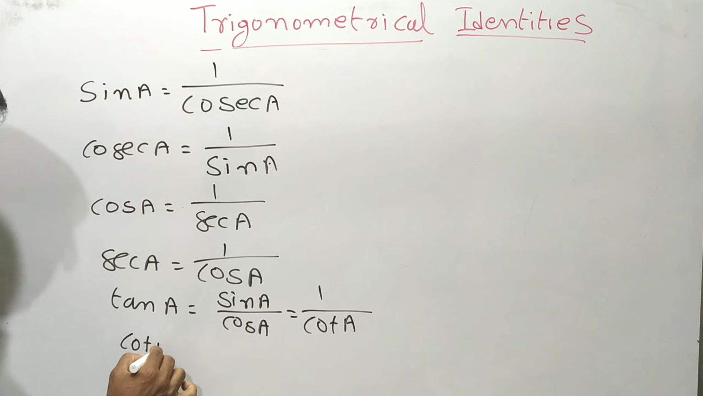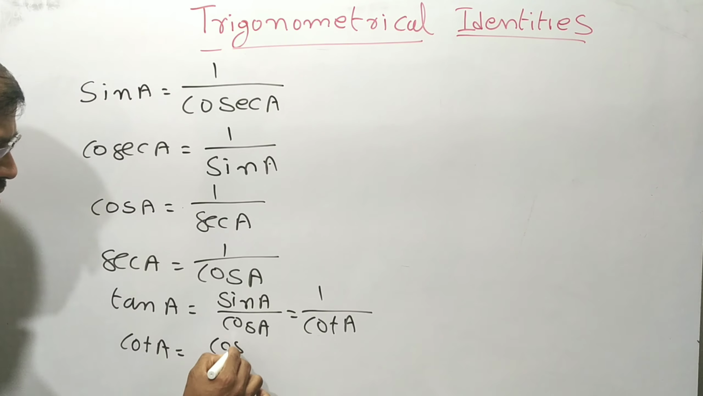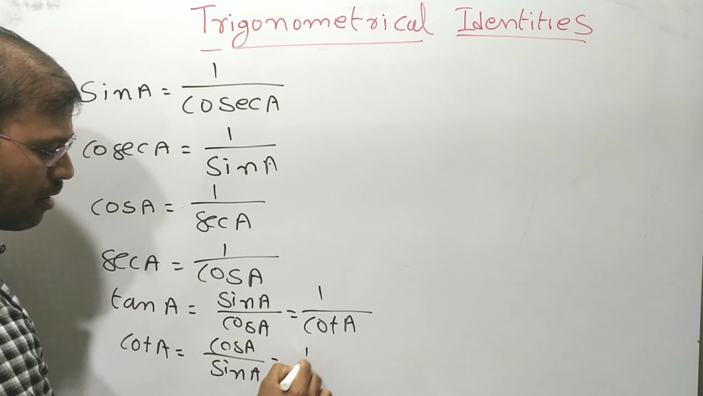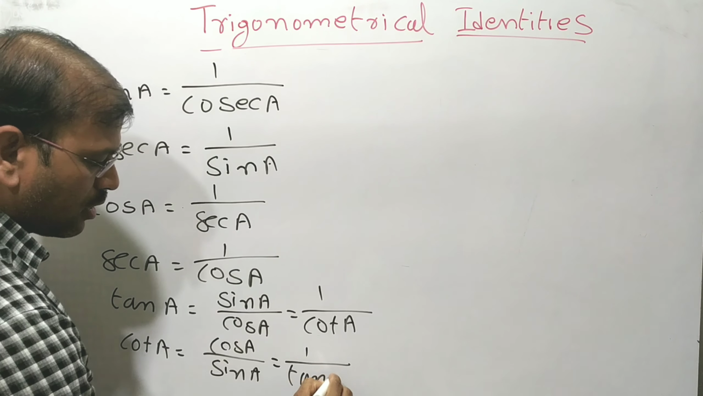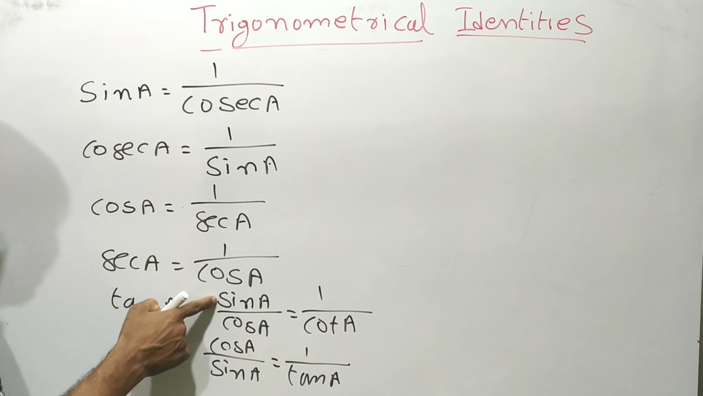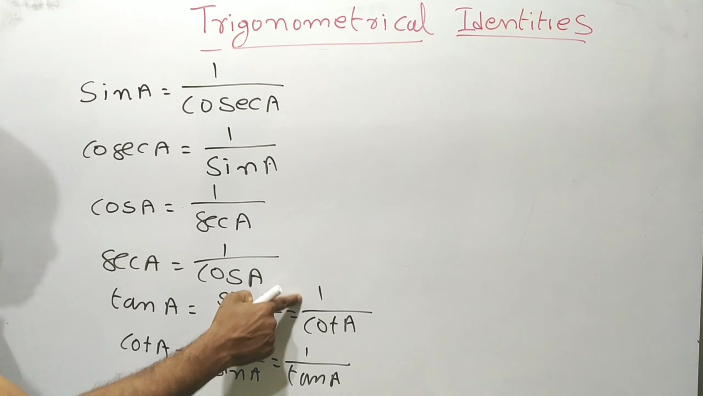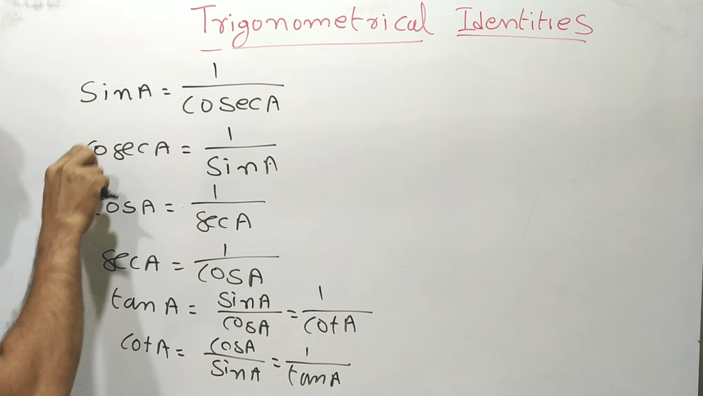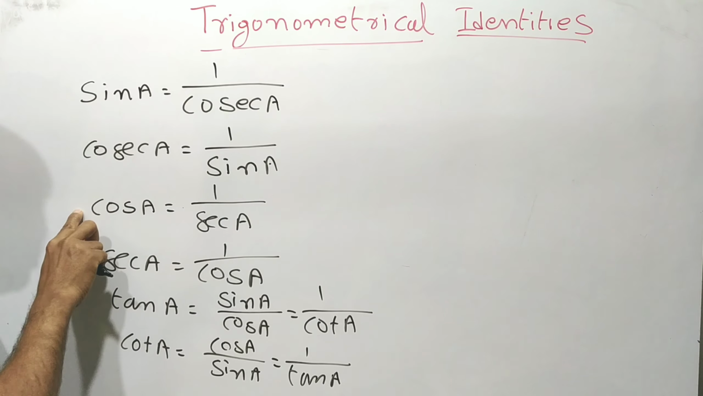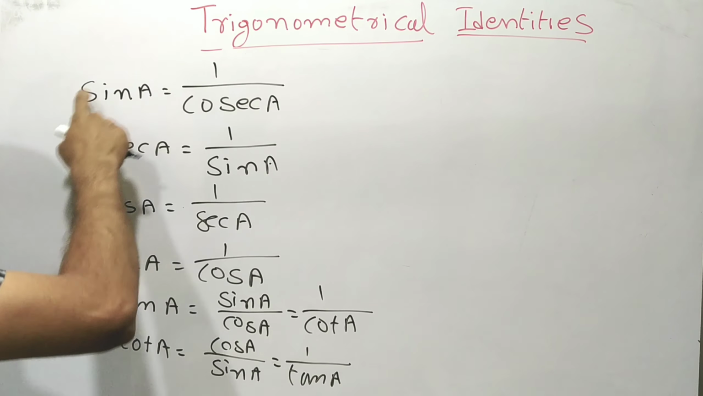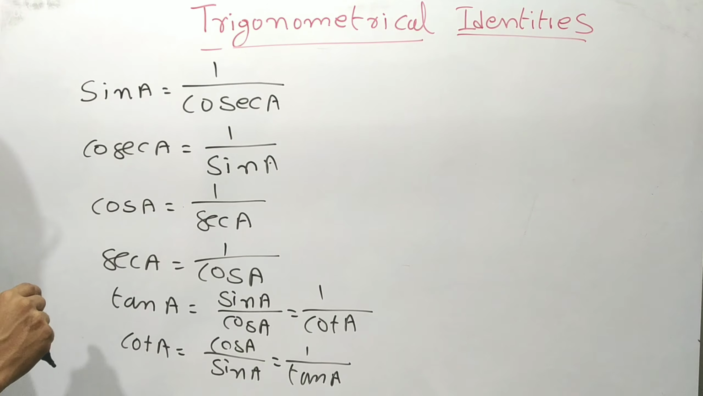Similarly, cot A equal to cos A upon sin A, or 1 by tan A. Now if you notice, tan and cot are reciprocals of each other. Sin upon cos, cos upon sin. This is 1 by tan, this is 1 by cot. So these two are reciprocals, and these two are reciprocals. Now from this, you need to remember these basic formulae.